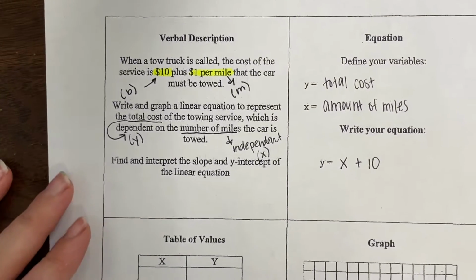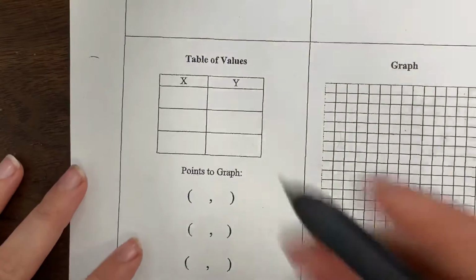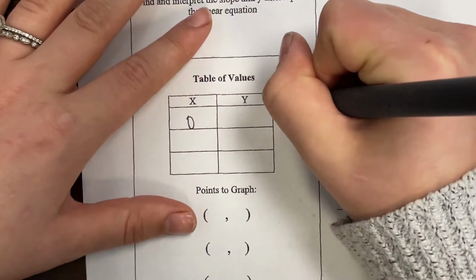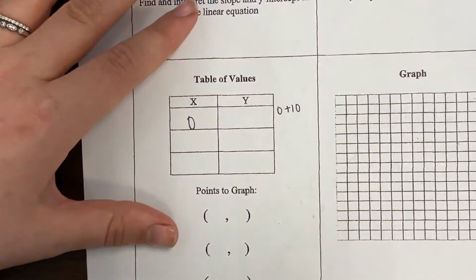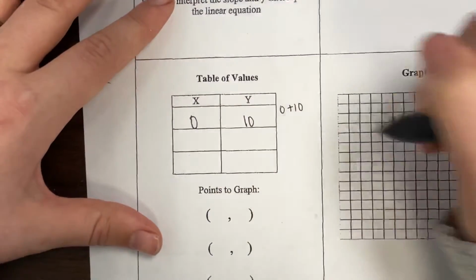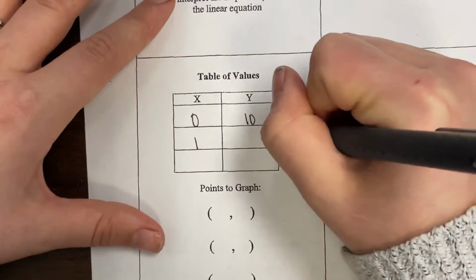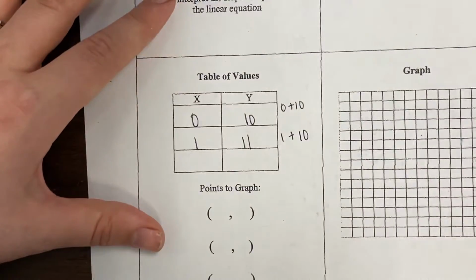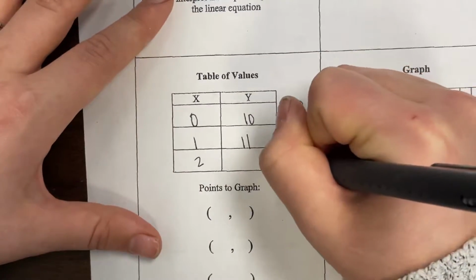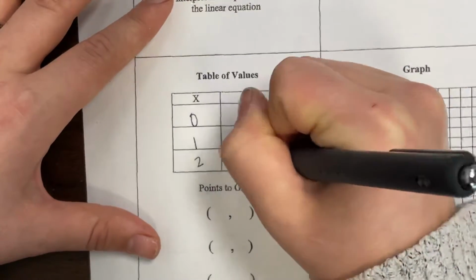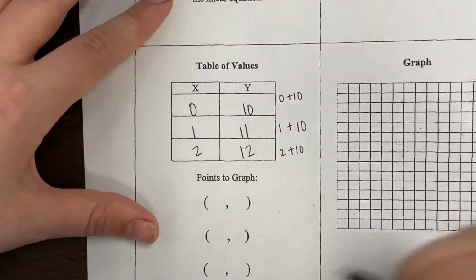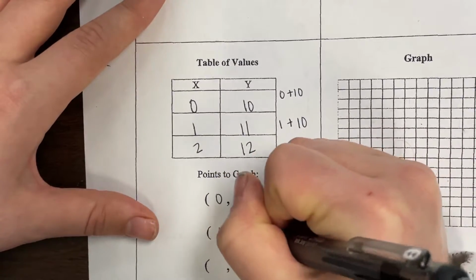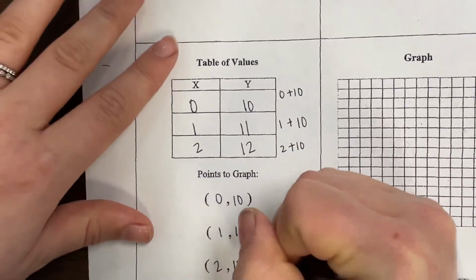All right, looking down at the table, always start with x being 0. So if I did 0 miles plus the $10 fee, it'll cost me $10. 1 mile with that $10 fee will cost me $11. And 2 miles and that $10 fee is $12. So my points are (0, 10), (1, 11), (2, 12).